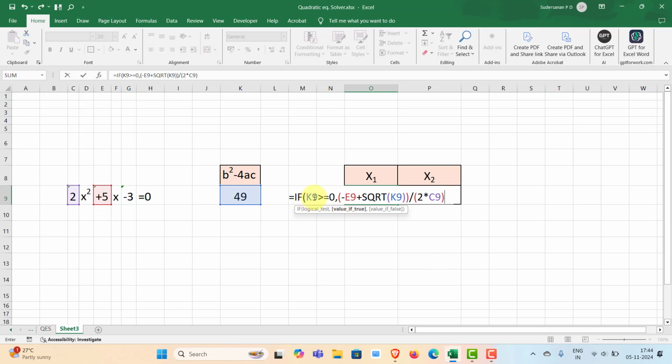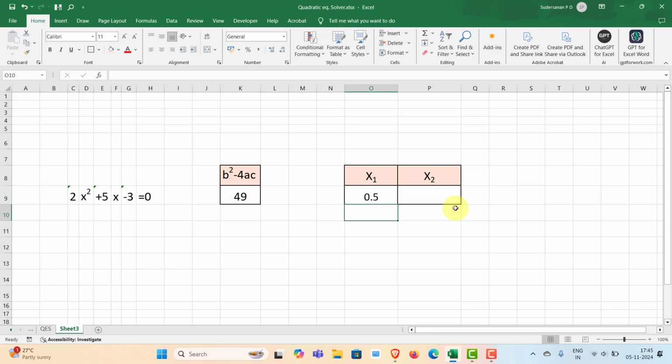In the cell K9, b square minus 4ac value is there. If K9 is greater than or equal to 0, you will calculate minus E9, that is, minus b plus square root of K9, that is square root of b square minus 4ac, divided by 2 into a. A is C9. Else, if it's not true, you should display roots imaginary. I'll put imaginary. So now you are getting the root as 0.5.